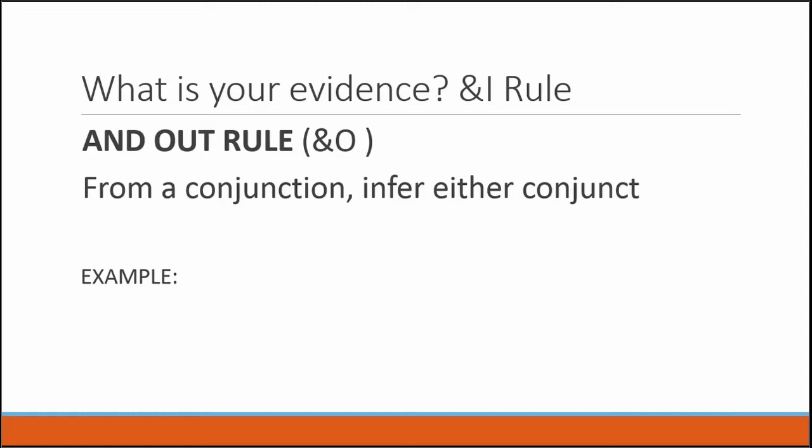One more example. Basic premise. Notice that the main form of our basic premise is a conjunction. The ampersand symbol is the symbol that's standing outside of any grouping symbols. That tells us that we have a conjunction. If we have a conjunction, we can apply the and out rule. So, we can infer either conjunct. We can infer H arrow K.